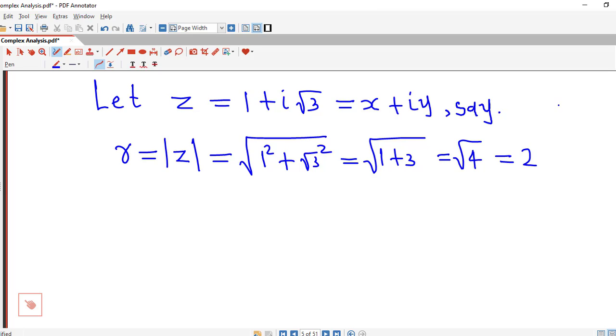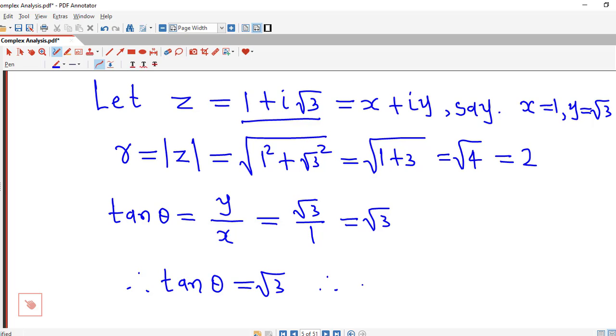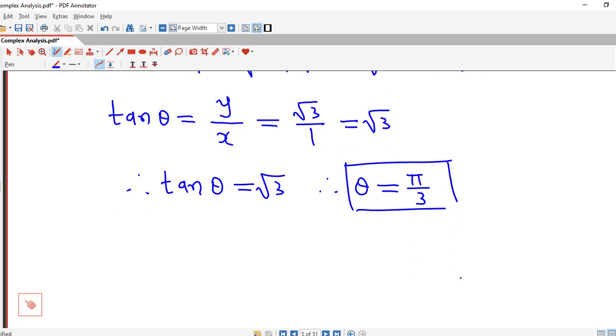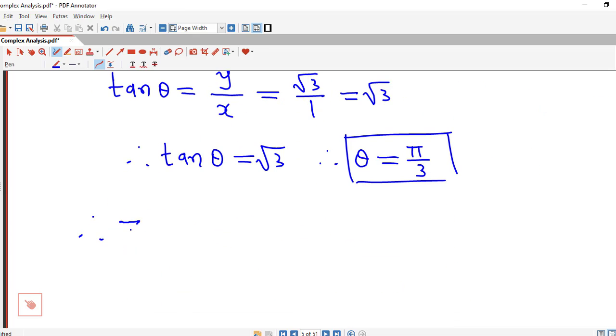The absolute value of z is denoted by small r, and it is defined as the square root of the square of the real part, here 1, plus the square of the imaginary part, which is root 3. So this is the square root of 1 plus 3, that is the square root of 4, which is equal to 2. Now to find the argument of z, we compare this with x plus iy. Then x equals 1, y equals root 3, and if theta is the argument of z, tan theta is y divided by x, so root 3 divided by 1, that is root 3. Therefore tan theta is root 3, and since 1 plus i root 3 is in the first quadrant, theta is 60 degrees or pi by 3. We know that tan pi by 3, that is tan 60 degrees, is root 3.